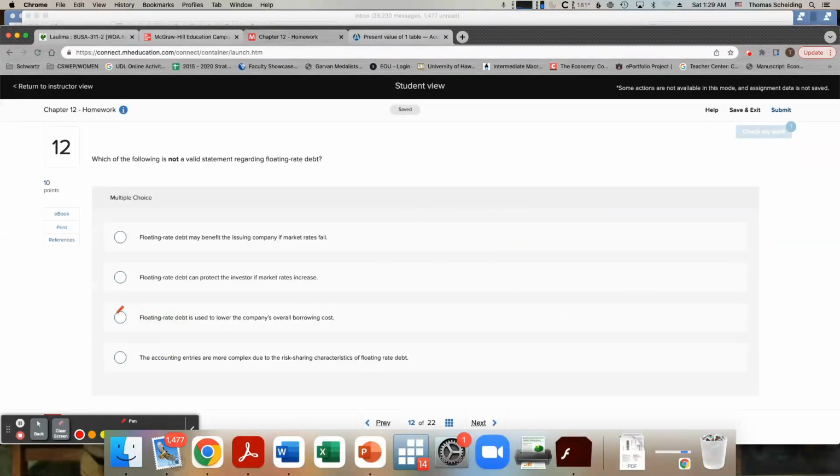Which of the following is not a description of floating rate debt? Floating rate debt may benefit a company if market rates fall. Yes, that is true. Floating rate debt can protect the investor if market rates increase. That is true. Floating rate debt is used to lower the company's overall borrowing cost. That is true as well. It actually smooths out any of the volatility.